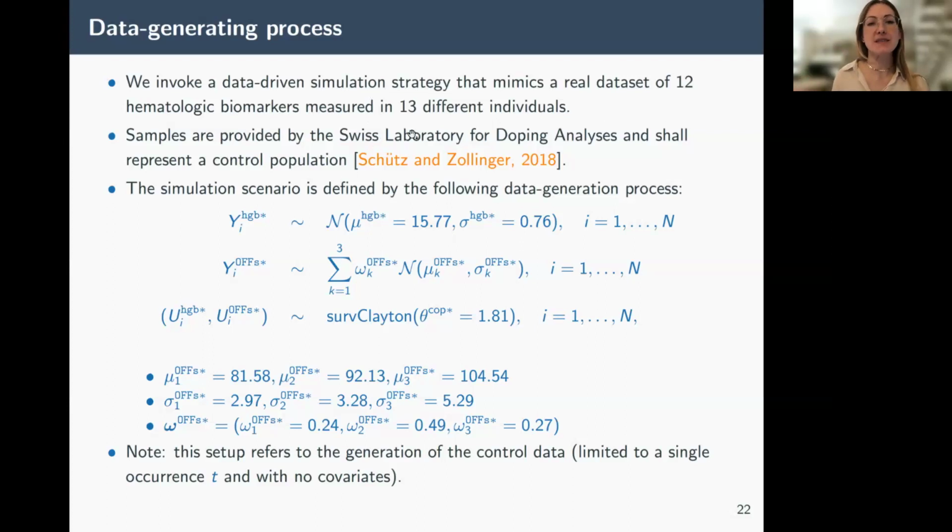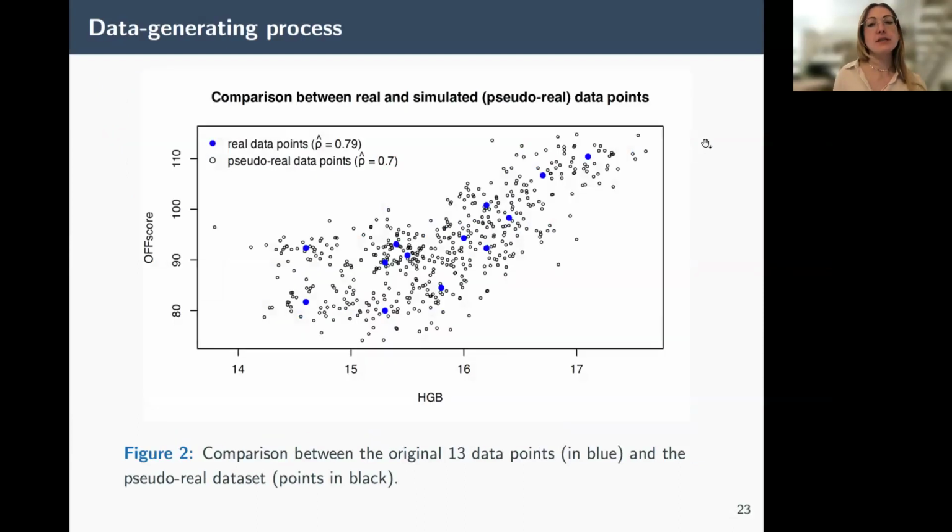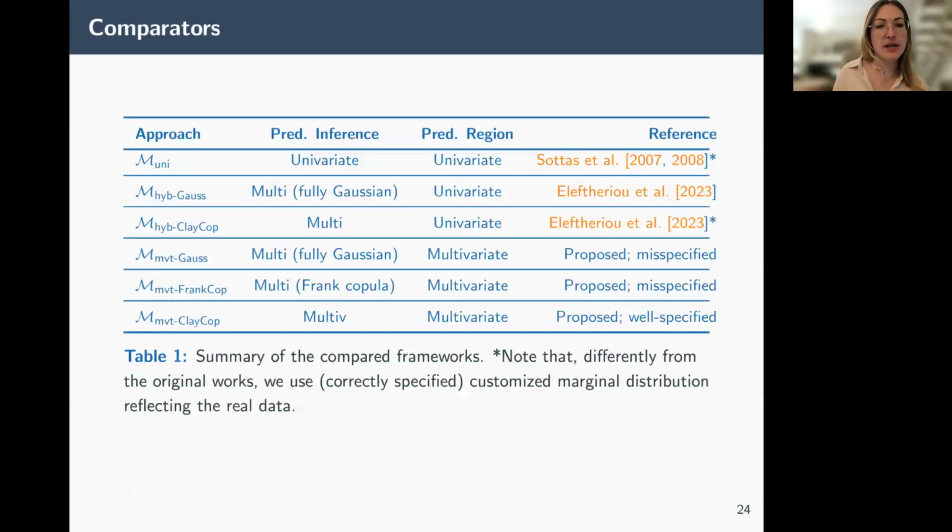And following its distribution and underlying characteristics, we defined the following data generation process, where the 2 marginals follow, one, the normal distribution, and the second one, a mixture of normals. So this also resembles the plot we have seen before. And for the Copula model, we used a survival Clayton. So this is one setting that we have generated from this data generation process, and the blue points represent the 2 data points on the real data.